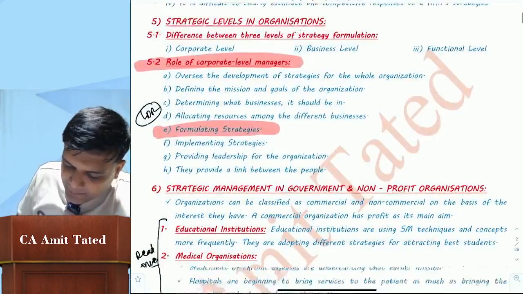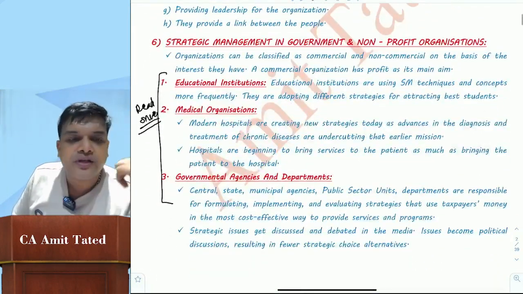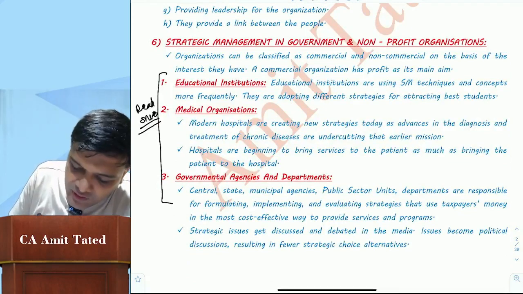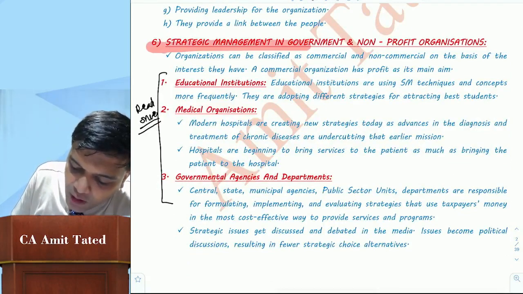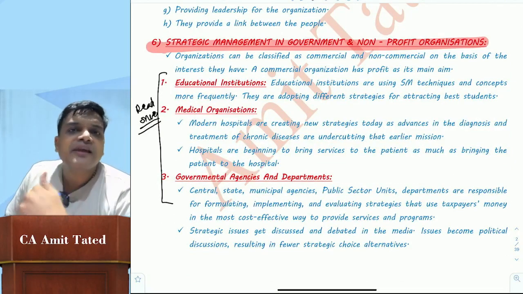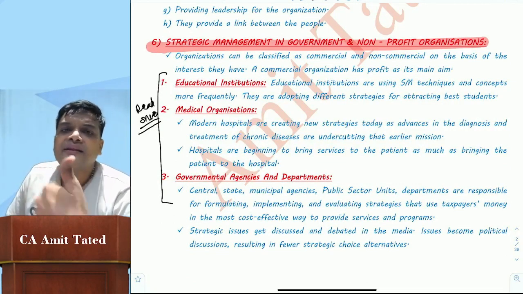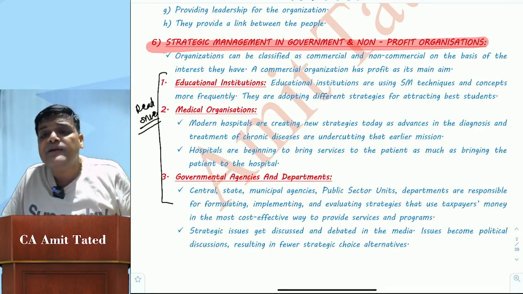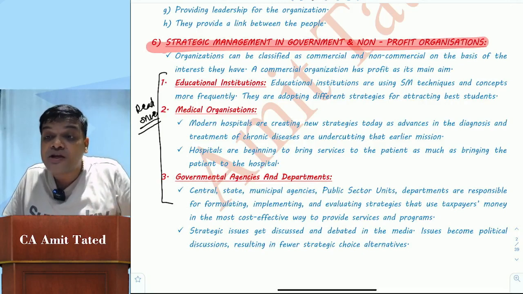This completes this part, and this becomes the last question. Again, this is an LDR, which you need to read once again. What is strategic management used in government and non-profit organizations? What is the meaning of strategic management? It means having 5 steps. Now, can these 5 steps be used in non-profit organizations or even in government organizations?